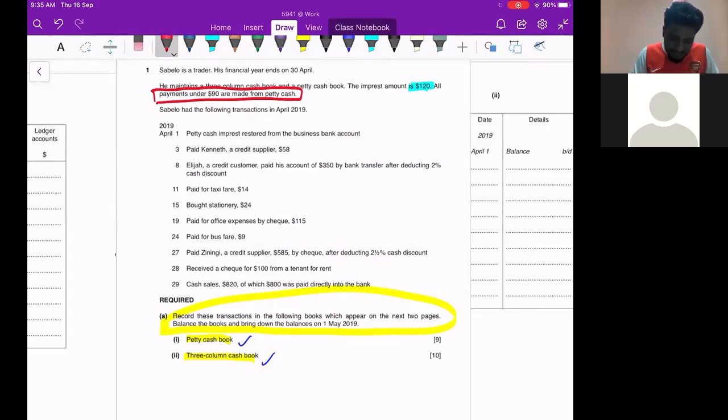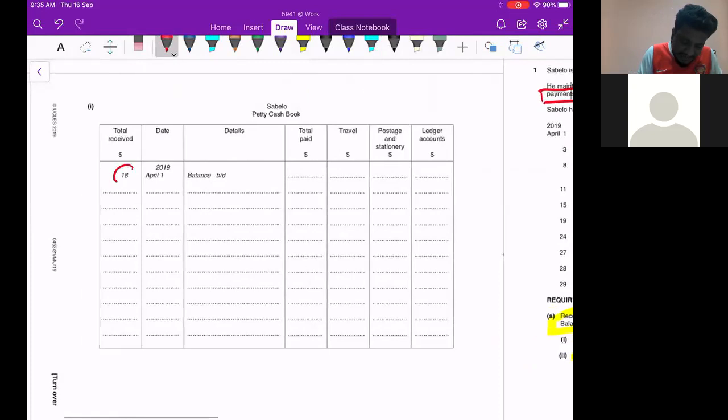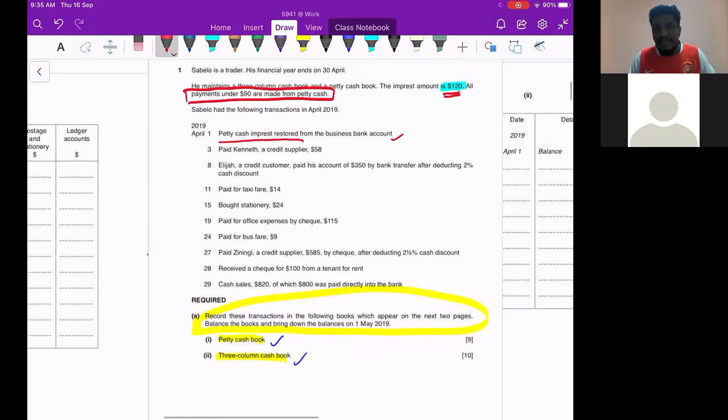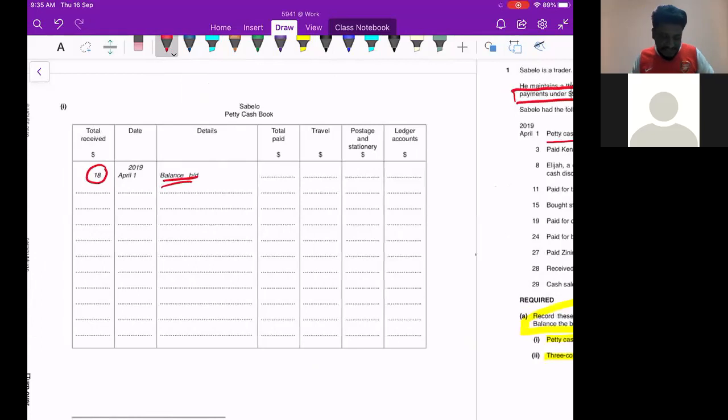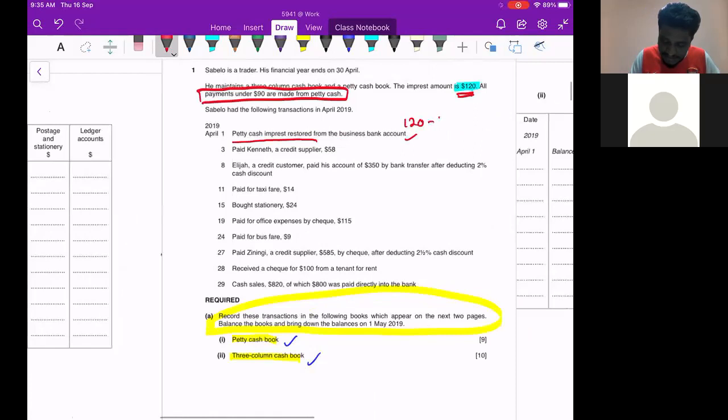The first one is petty cash imprest, restore the amount from the bank. So I go to see the petty cash book. My petty cash book has a balance of 18 on the first day, but my imprest amount is 120. So I need to top up how much? Anyone? The balance that I have is 18, the imprest amount is 120, so I take 120 minus 18. Again, 102. 102 I top up.